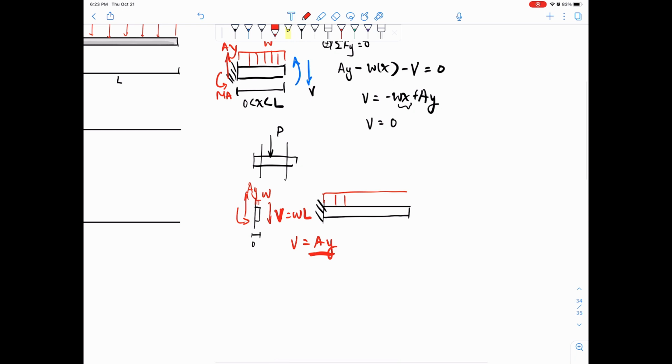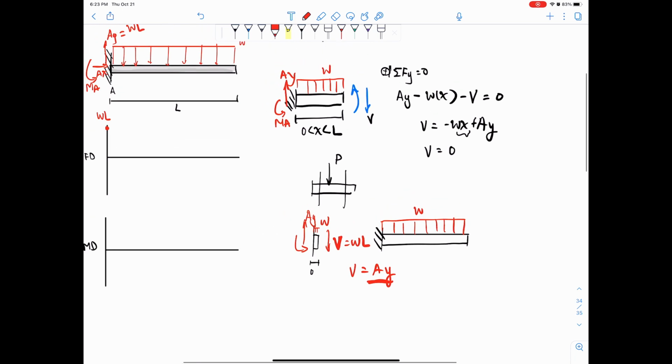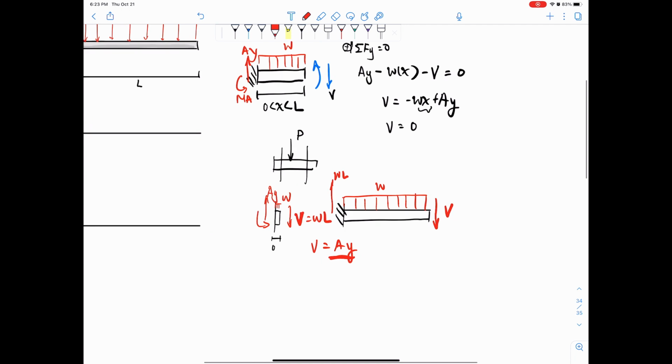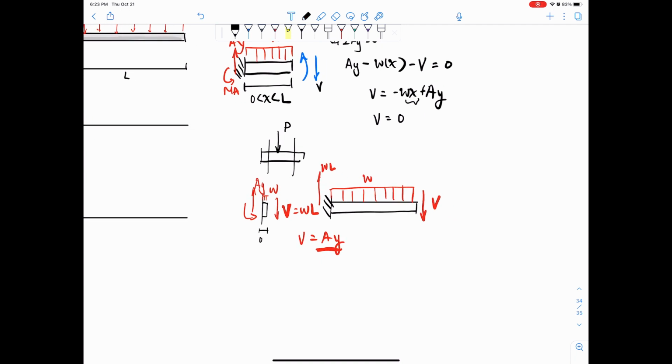we can say this distributed load, W, and then AY equals WL. And then finally, we have some shear force going down. So what would this be, if this distance is L? Well, V would just be equal to 0.